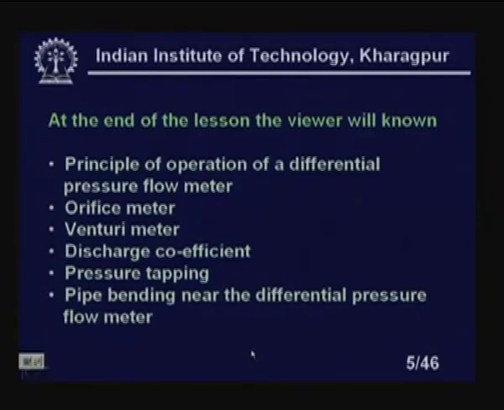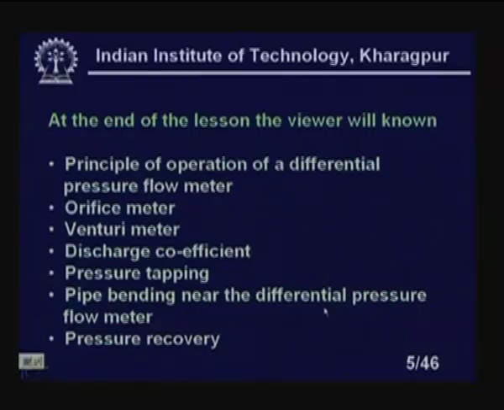Then pipe bending near the differential pressure flow meters, because whenever you are using any differential pressure flow meter, there are restrictions on pipe bendings both upstream and downstream that you must look at. Then pressure recovery, because in differential pressure flow meters there is a permanent pressure loss, and permanent pressure loss means extra pumping cost. You have to take care of that, and this is very crucial in water supply, because pumping needs a lot of money, so the cost of whatever you are supplying will increase.